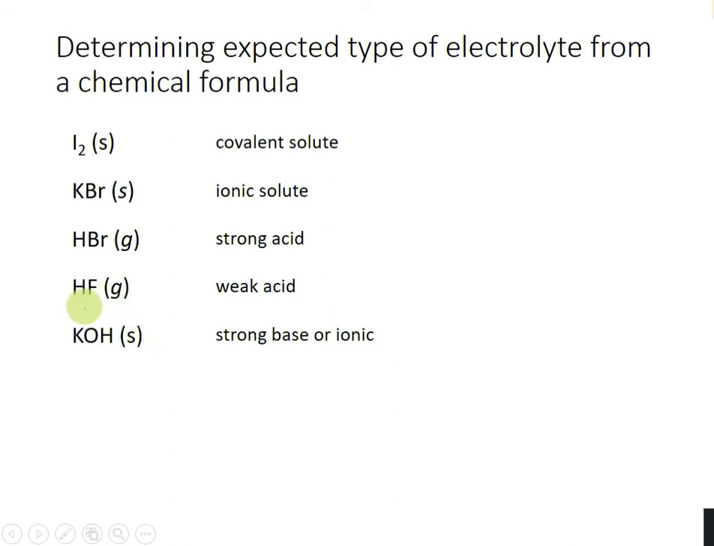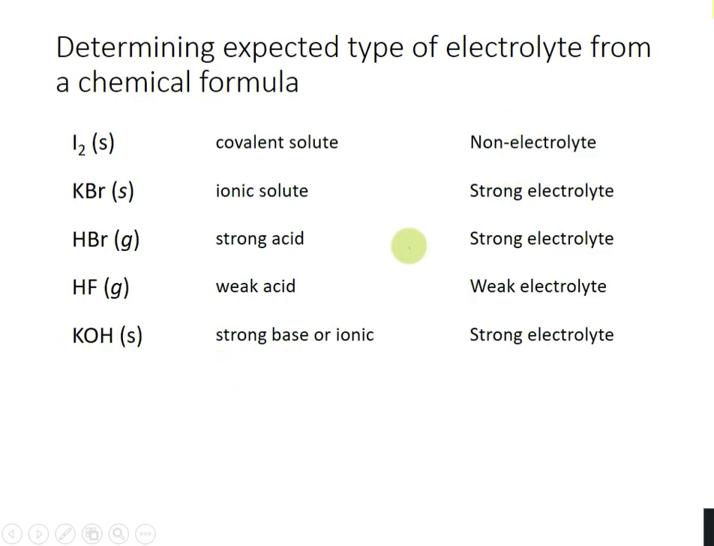And anything with a hydroxide anion, an ionic compound with a hydroxide anion, is a strong base. We could also have classified it as ionic. And now I just match it up. We know covalents are non-electrolytes, ionics are strong electrolytes, strong acids are strong electrolytes, weak acids are weak electrolytes.